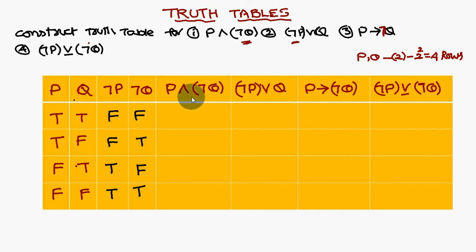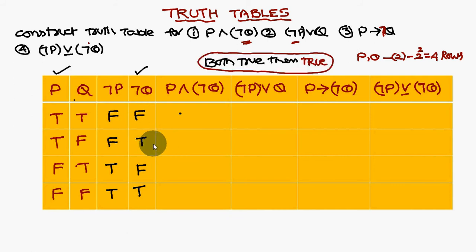Now it is P and not Q. P is this column and not Q is this column. And what it says: both should be true. Here both are true, therefore it is true. Here it fails. Here only one is true. Remaining are false.